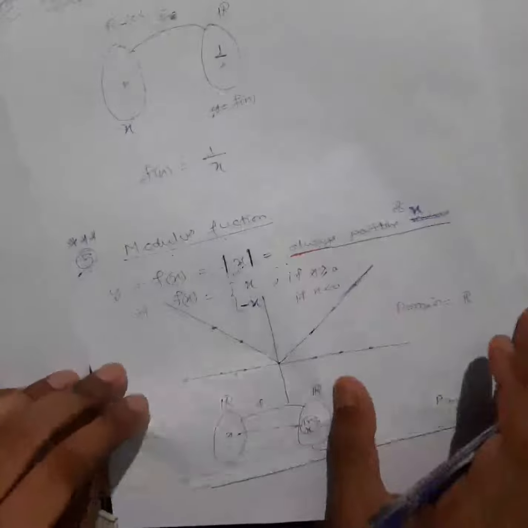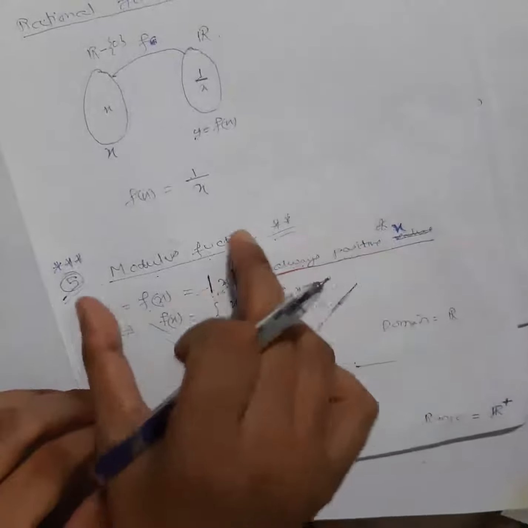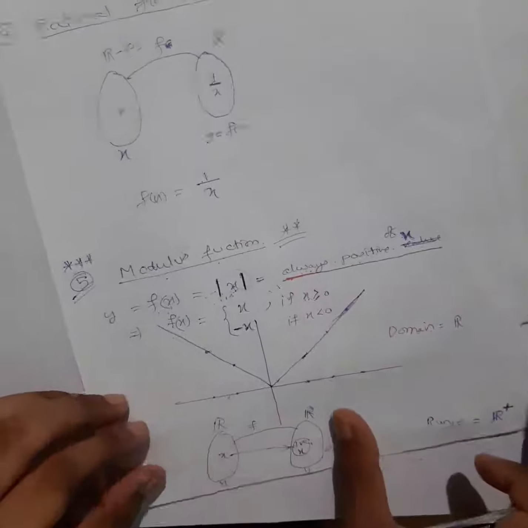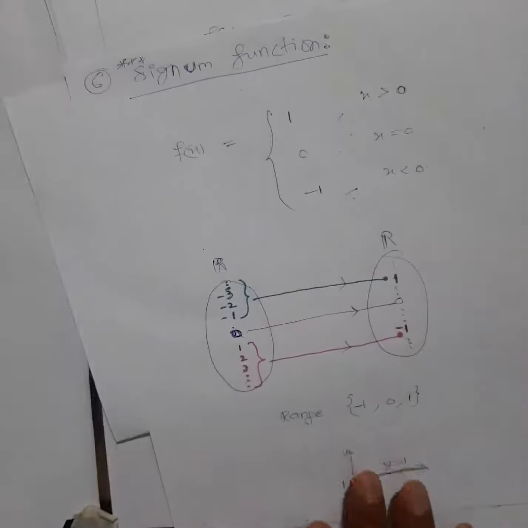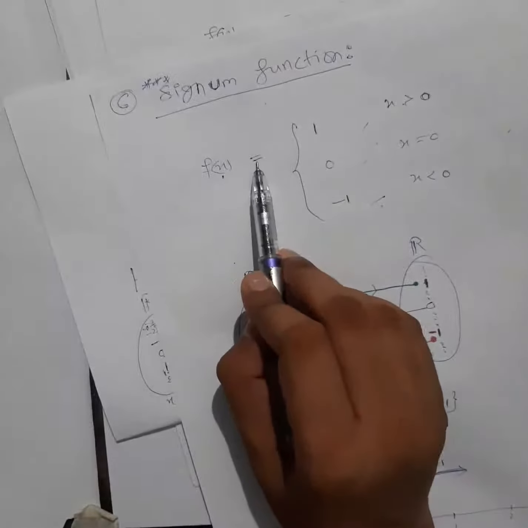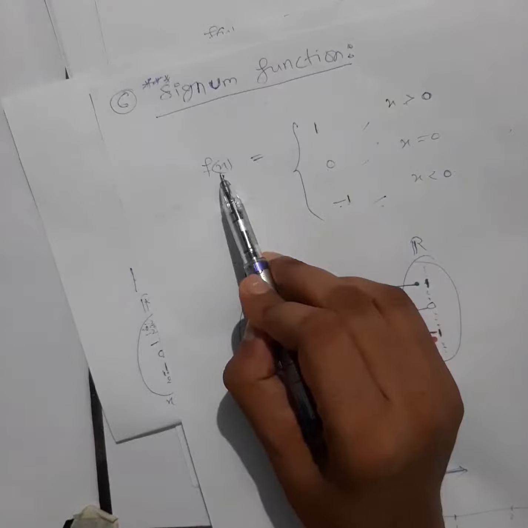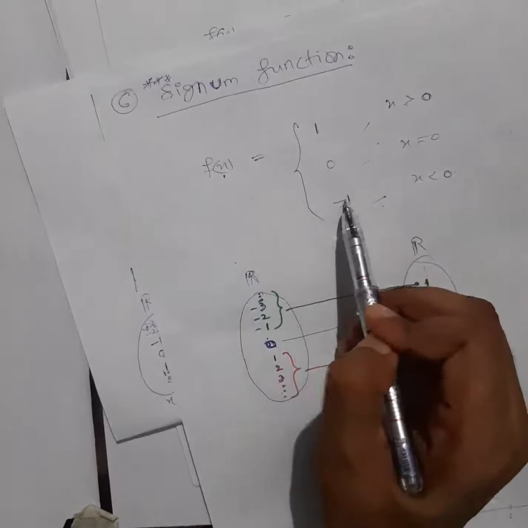Next definition, which is very important. Try to understand this definition carefully. We will deal with questions related to this modulus function. Okay, so next is your signum function. Now what is the signum function? So see here, the signum function is something like this. f(x) is equal to 1, 0, minus 1, meaning its output is always 1, 0 or minus 1.